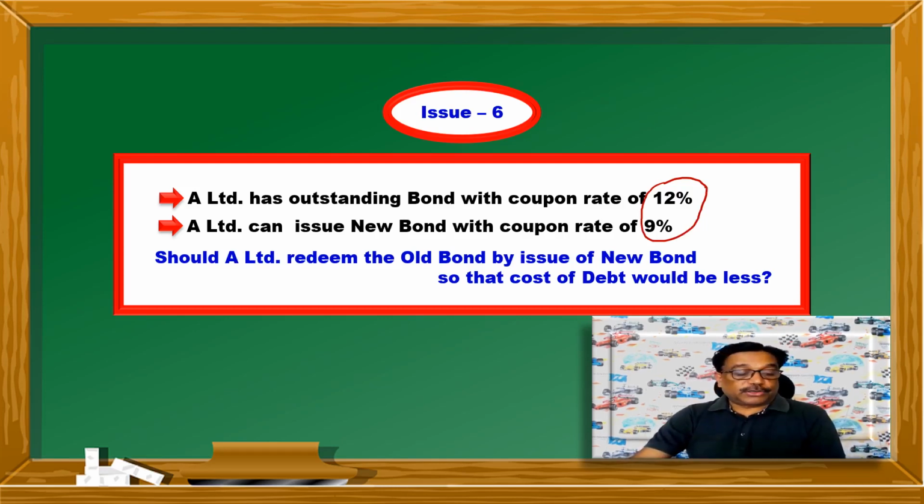What point should strike your mind? Your mind can say that on the existing bond we are paying 12% interest, while on a new bond we have to pay only 9%. Should we issue the new bond to replace the old bond? For the old bond our cost of capital is 12%, for the new bond it is only 9%.